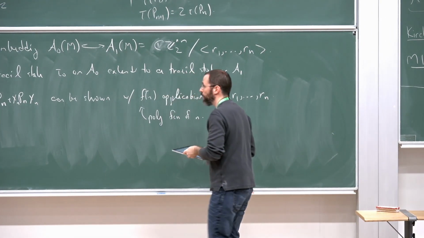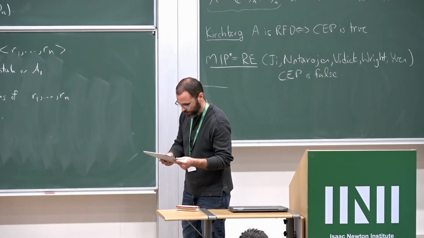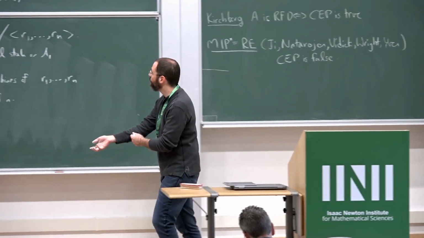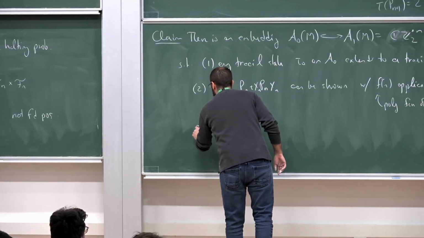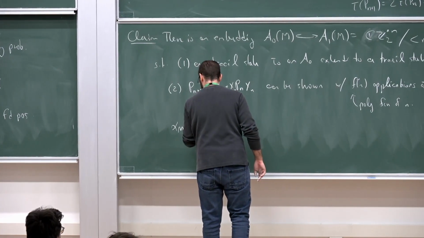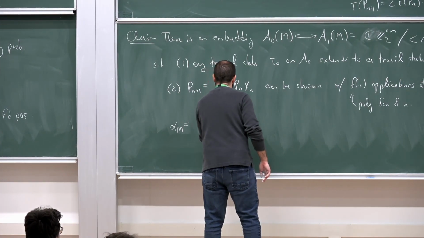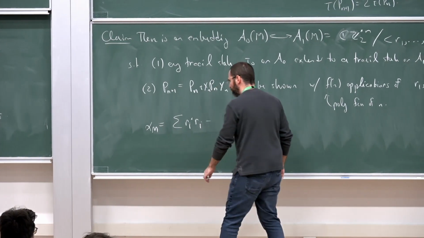And then there are some additional conditions we want in this embedding, but they're technical. I'll leave them off. These are the two I want to talk about. And then what we're going to do is set alpha_m equal to the sum over R_i star R_i minus P_0, adjusted by some constant.